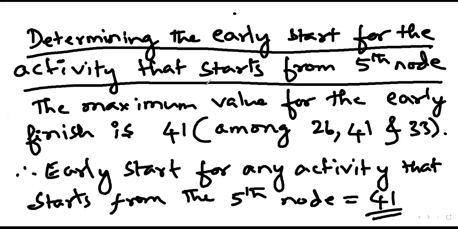So just make note of this. This we have explained in the previous class. That's nothing but the earliest possible finish, the earliest possible duration by when we can finish an activity, is 41 days. That means by the 41st day, we may have completed all the 3 activities. That is the reason we are going to consider 41 as the early start for any activity that starts from the 5th node.